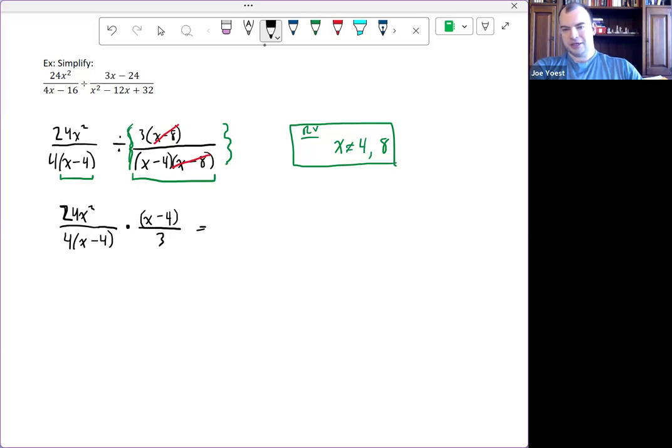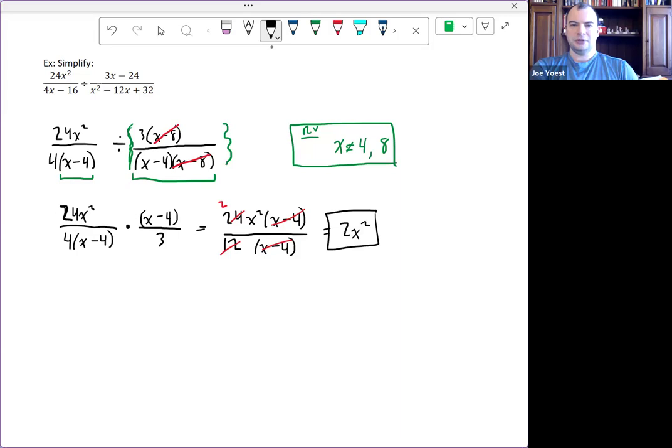Now I multiply the numerators together, 24x squared times x minus 4, and multiply the denominators together. The 3 multiplies against the 4 to make it 12 times x minus 4. My x minus 4s go away, and 24 over 12 is simply 2. So I end up with just the monomial 2x squared coming out of this. Lots of cancellation here, just get 2x squared. And of course, that's subject to these domain restrictions.